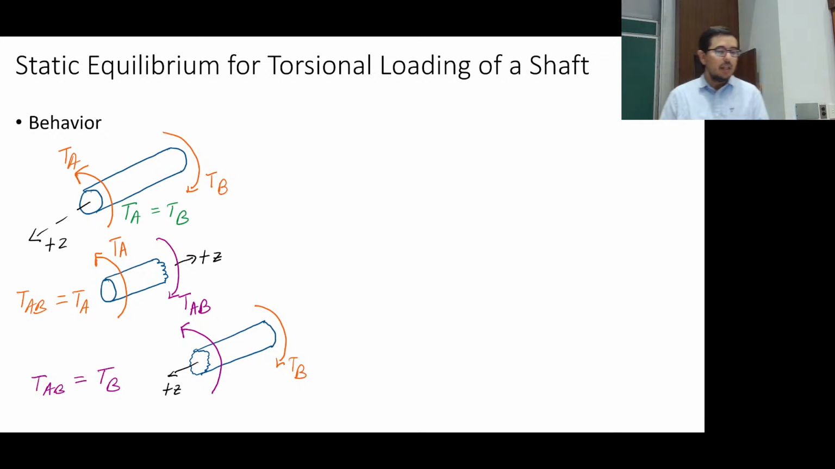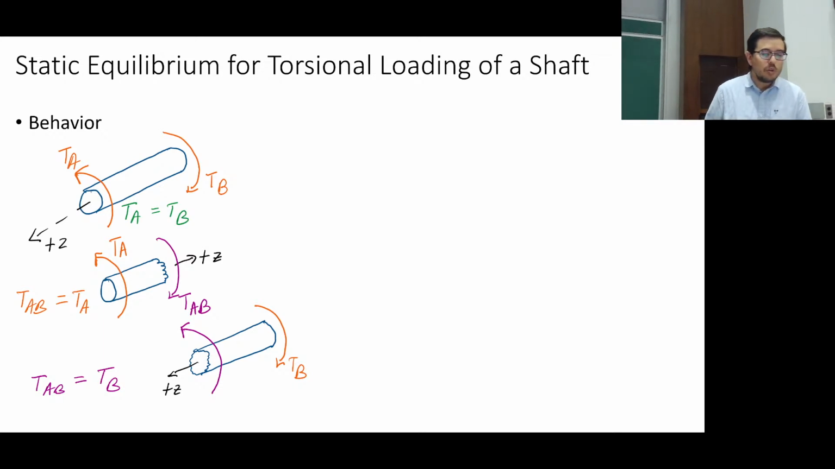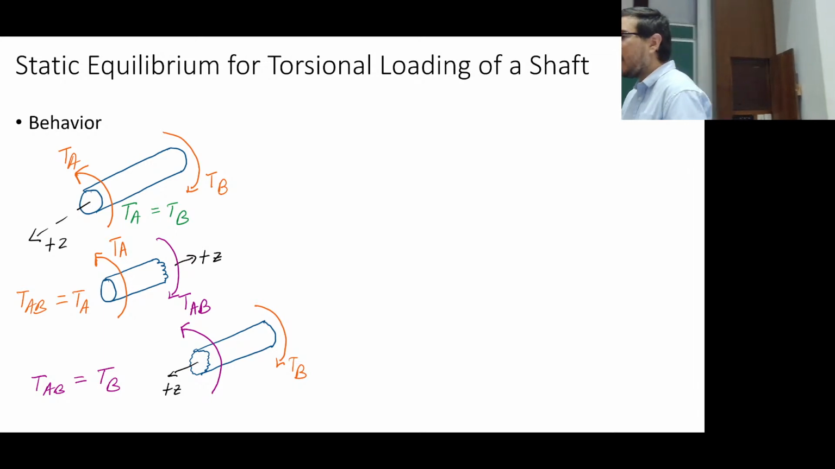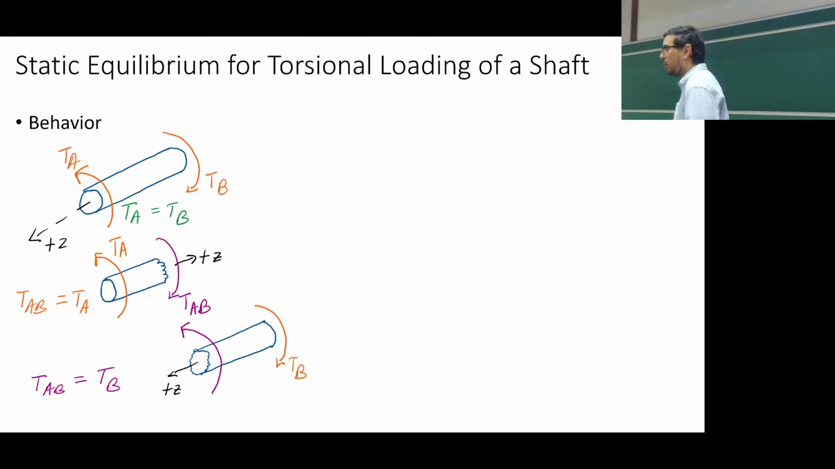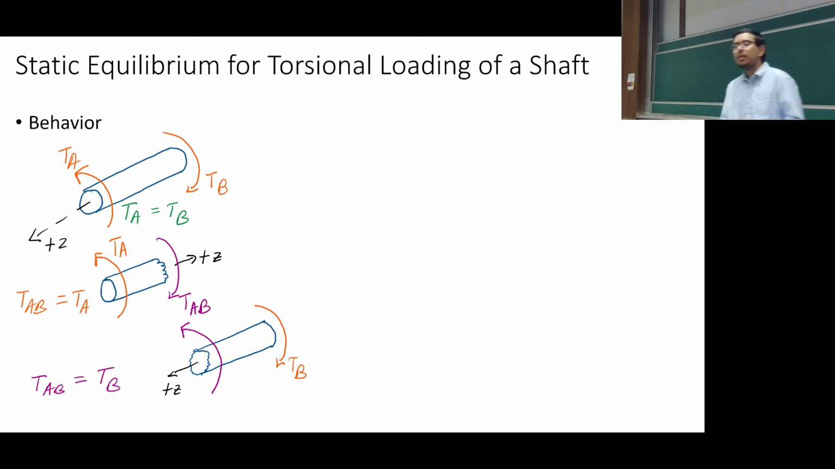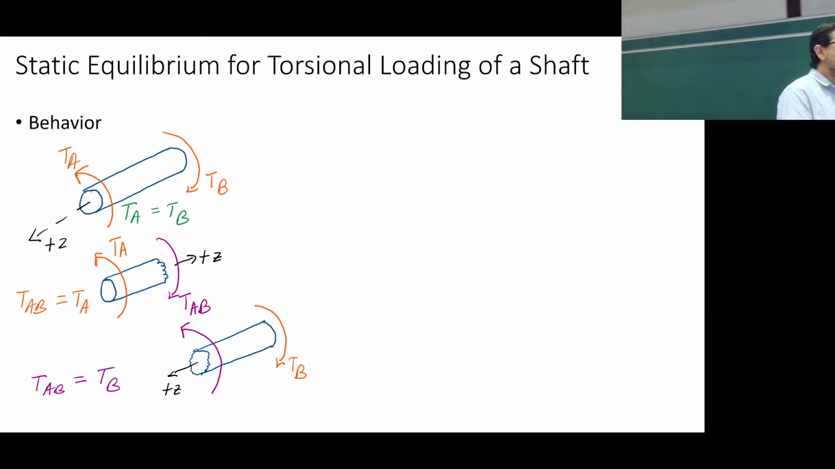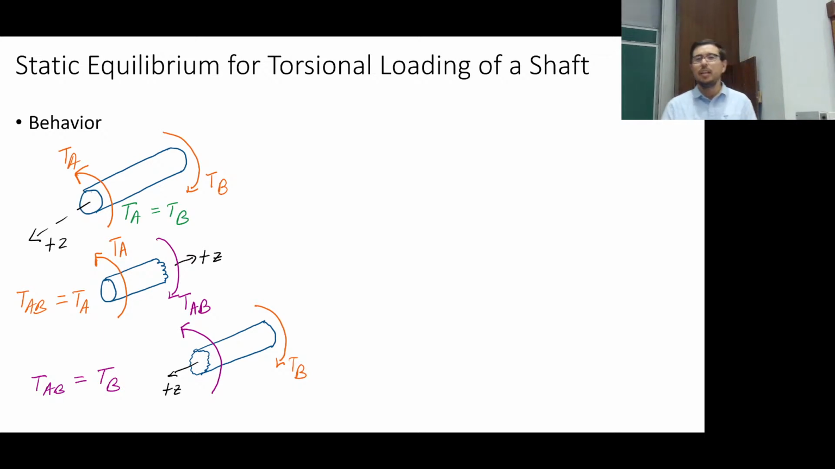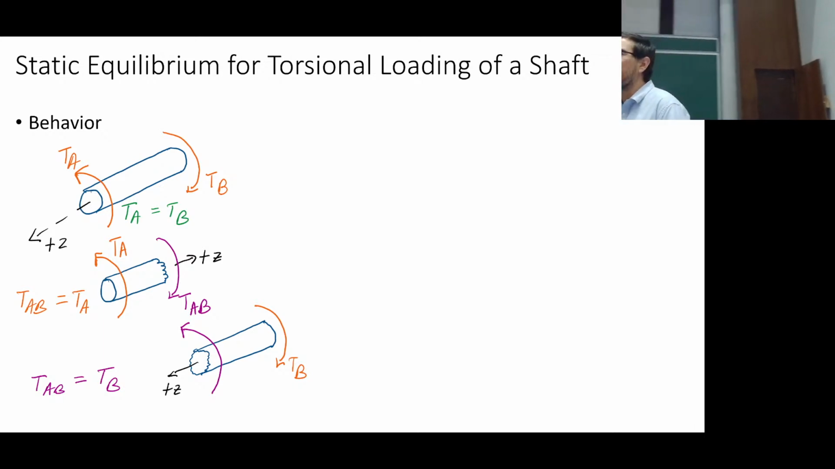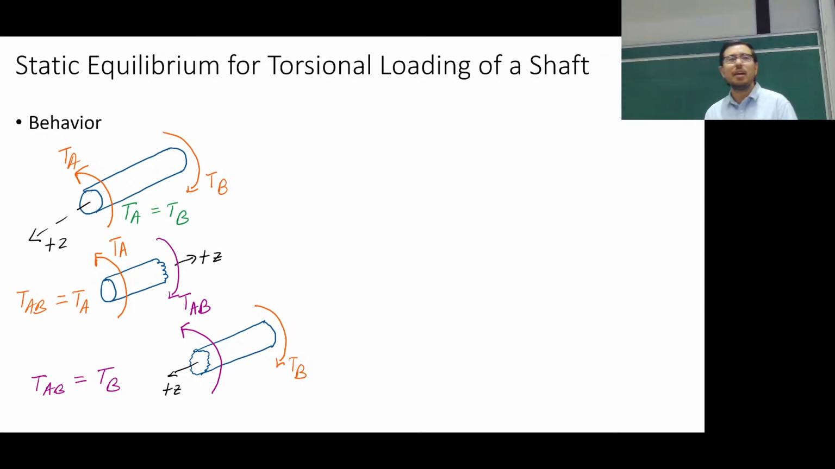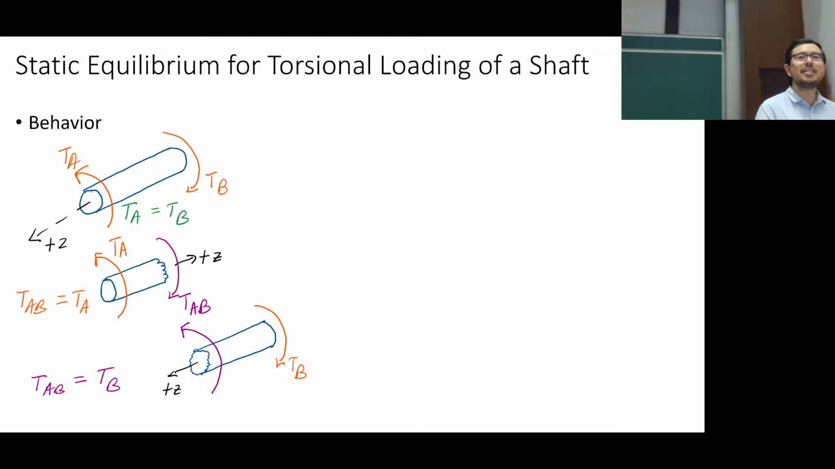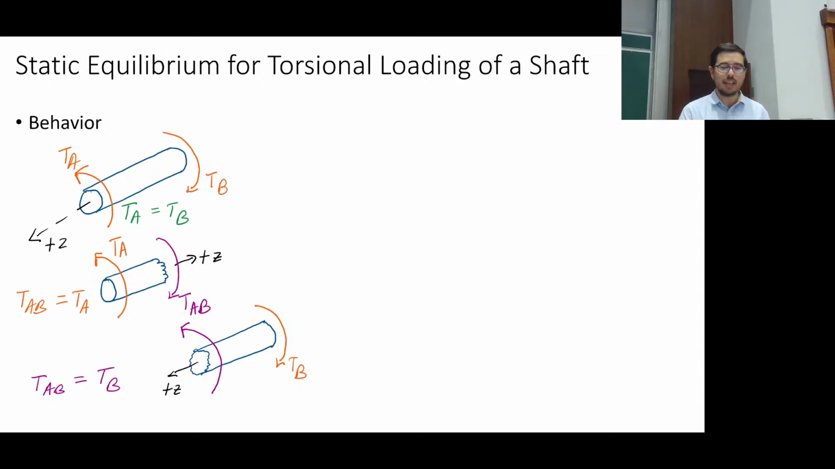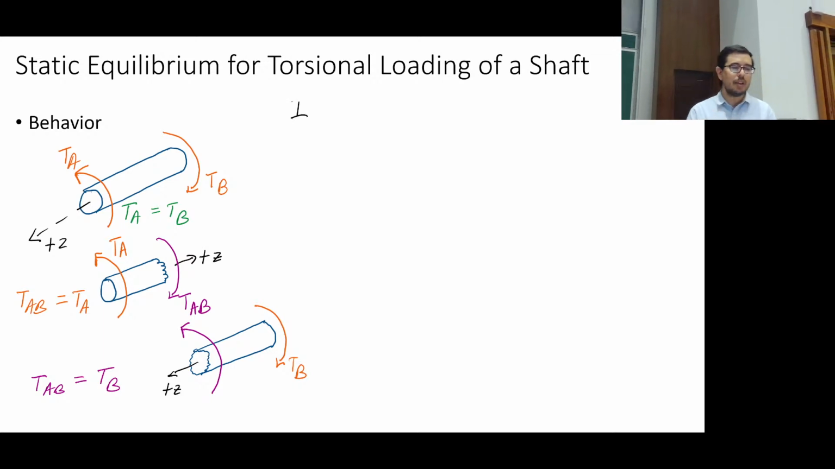Now, before, remember we just said we had compression and tension in a bar. But what's the behavior that we have in a shaft? Is there tension? Is there compression? Well, I think you already have an intuition for this, that no, it's not the same. Somehow it's not the same. It's just a matter of which direction is stuff twisting. And this insight is also, I think, helpful.